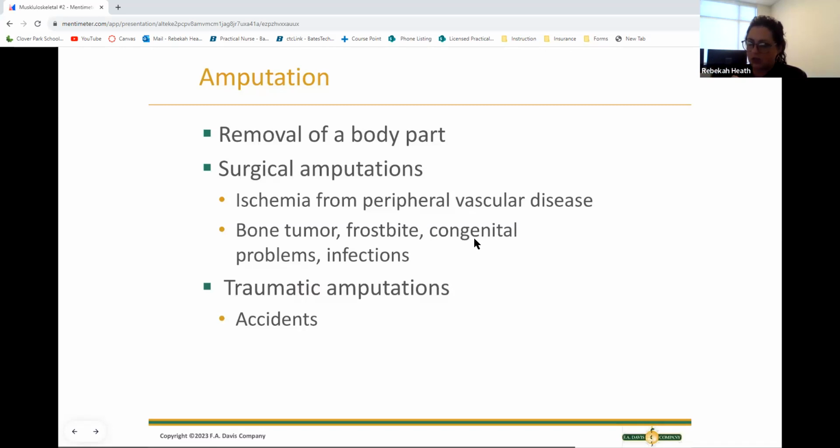Traumatic amputations are more from accidents. So I think about a traumatic limb amputation, like an arm or leg from some sort of accident, bomb, war. I also think about like our carpenters, having issues with saws, like maybe a finger getting amputated.